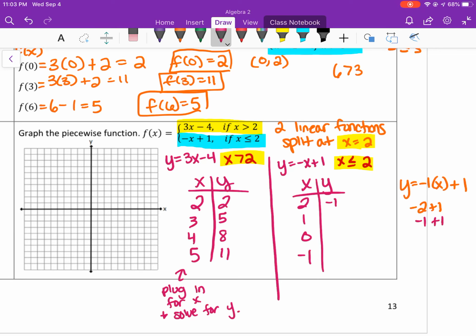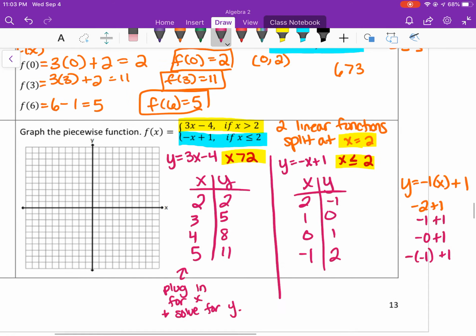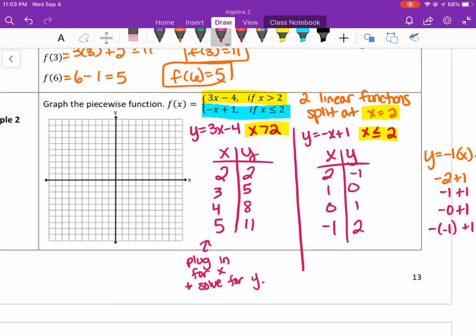Negative 1 plus 1 is 0. Negative 0 plus 1 is just 0 plus 1, which is 1. When you do negative 1, that becomes positive 1 plus 1 is 2. So I have my points here, and then I need to graph these.